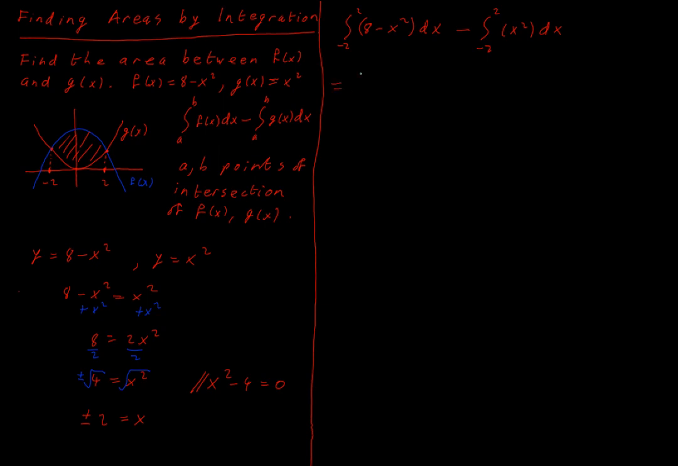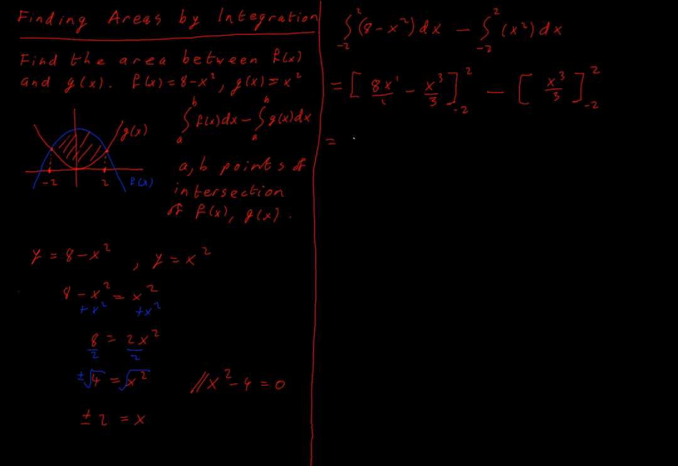So we do our integral. 8x to the 1 all over 1 minus x cubed all over 3, from minus 2 to 2, minus x cubed all over 3. Increase the power by 1 and divide by the new power. And that's our work. And now we're going to sub in.